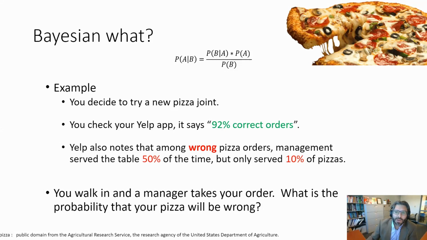So let's just go through a very quick example. So you decide to go out and try a new pizza place, and you look at Yelp, and in Yelp you see that it has 92% correct orders. You also look through Yelp and you find out that, you know, when there were wrong pizza orders, management served the table 50% of the time, but management only serves 10% of the pizzas. So you walk into this pizza place and the manager walks out and says, "Oh gosh, we're so busy. Tonight I'll be taking your order." What's the probability that your pizza will be incorrect?